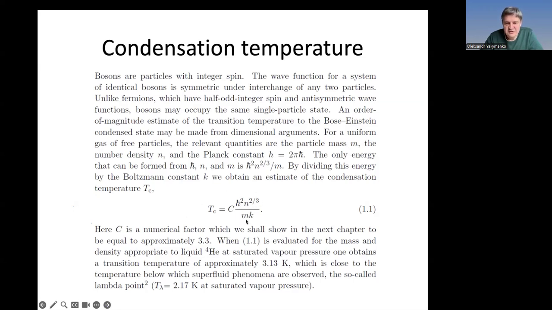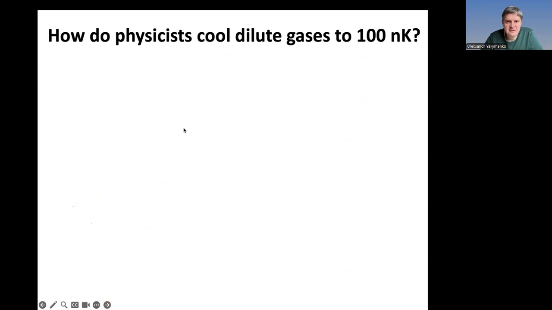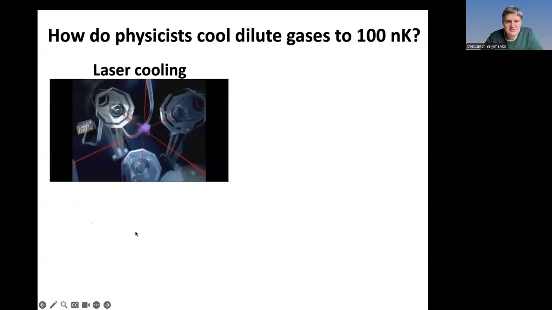As you can see, the mass is in the denominator. This means that for atoms, this temperature is very small, of order of 100 nanokelvins. Nano is 10 to the minus 9. So it's really cold. How to get such a temperature? There are two stages to gain this temperature. The first is so-called laser cooling. The idea is very simple in principle, and technically it's very fascinating, but it's doable.